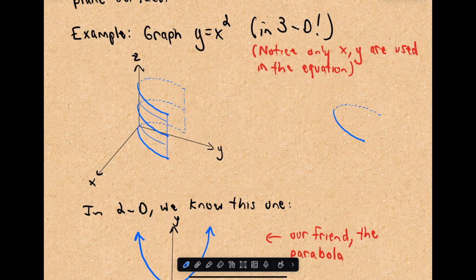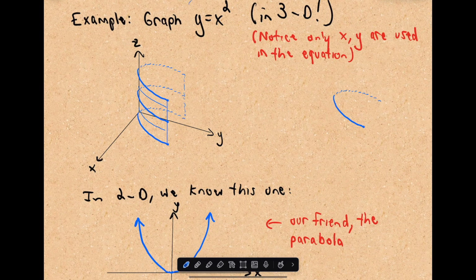So you can imagine it's kind of like a piece of paper that you're bending a little bit, and the vertex of that parabola, the part where the paper's being folded or bent, that's lying along this z-axis. And that would now be our graph of y equals x squared in 3 dimensions.